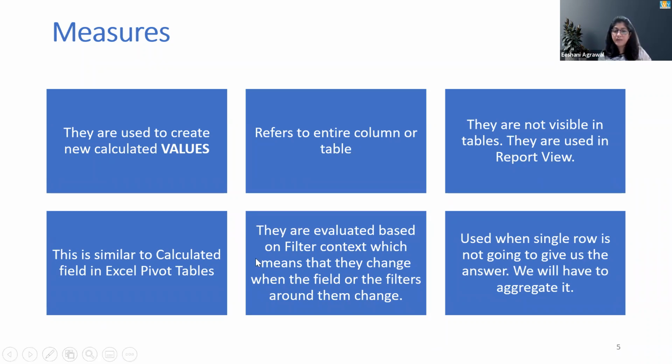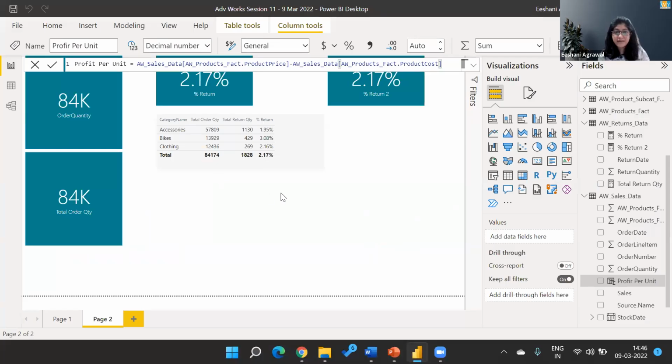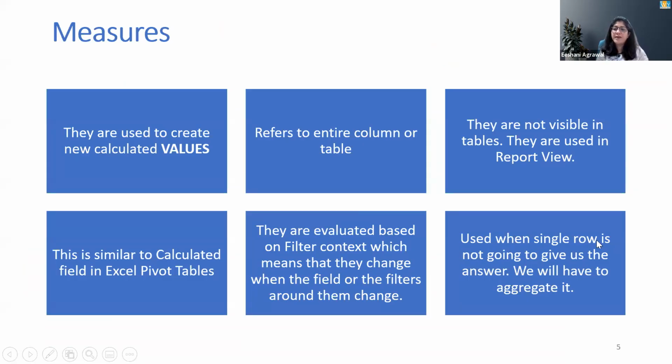And they are evaluated based on filter context, which means they change when the field or the filter changes around them. And this is an example of that. 2.17 was the value we had, but it changed based on the filtering based on category name. And the last, use when a single row is not going to give us any answers, then we have to aggregate it. Like if I wanted to find out overall percentage return, I had to do it on the total quantity and total return.